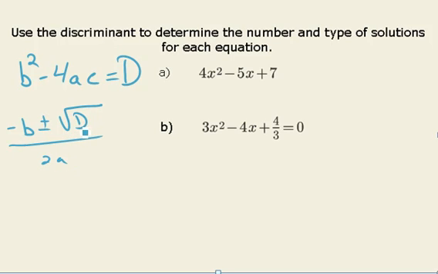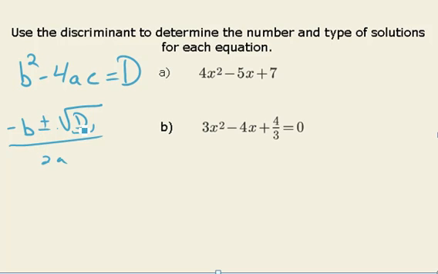Depending on what D is, we have some information about the types of answers we have. For instance, if D is 0, then I take the square root of 0, I get 0, so I'm doing negative b plus or minus 0 all over 2a. Well, whether I add or subtract 0, I'm not affecting b any, so I just get minus b over 2a. So if D is 0, we just get a single number, one solution.